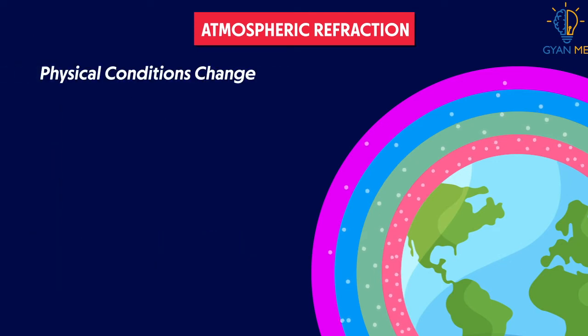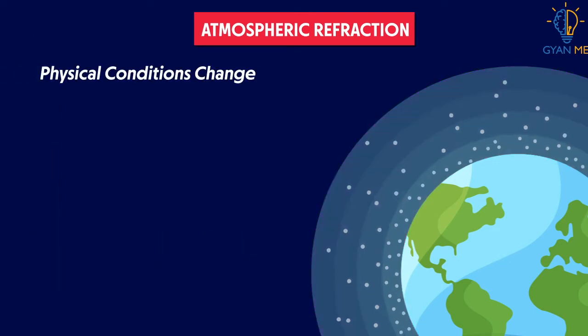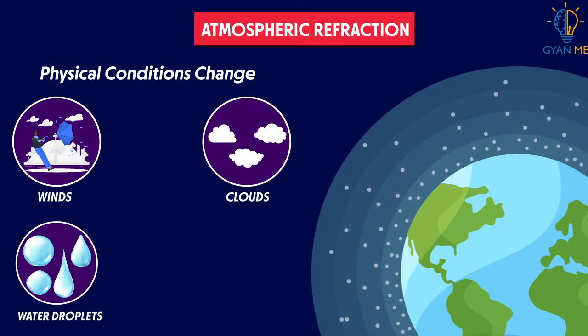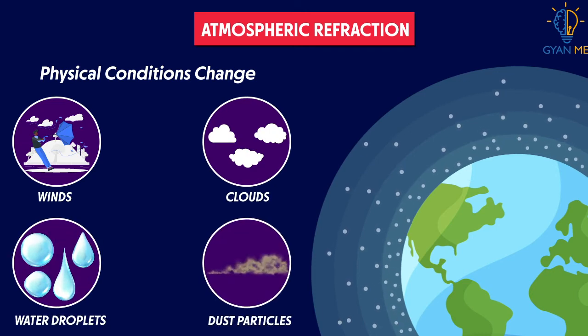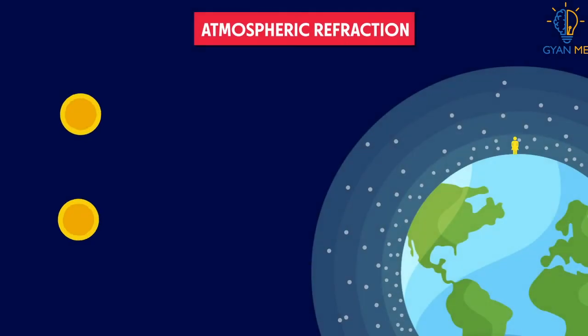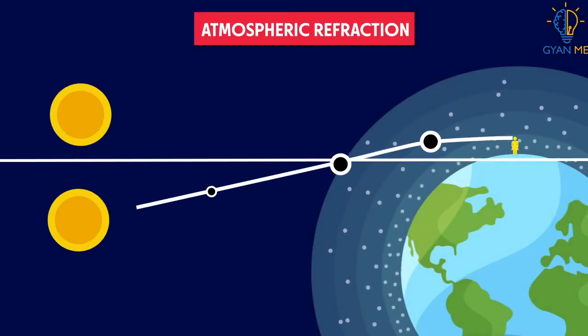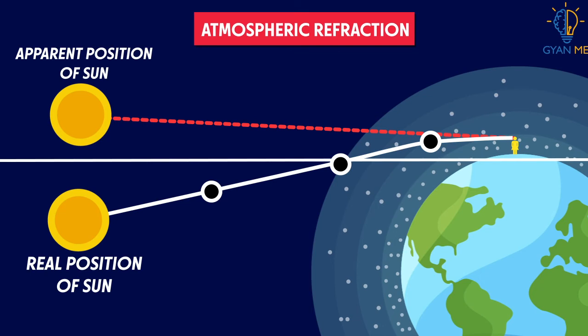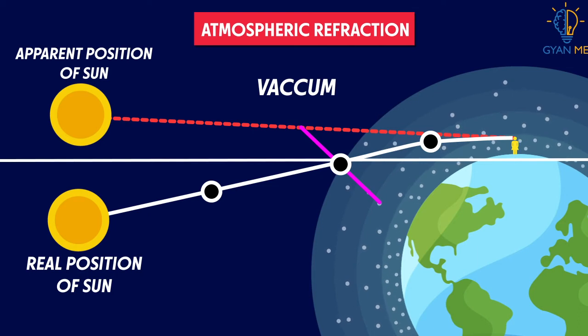Here, the physical situations of refracting air are also not steady, as it is constantly changed by winds, clouds, water droplets, or suspended dust particles. So the light constantly bends, and thus the apparent position of the object also fluctuates. When the light comes from the sun, it travels through a vacuum. We know that in vacuum there are no particles, so it is a rarer medium as compared to Earth's atmosphere.